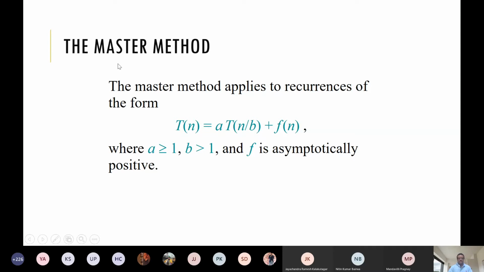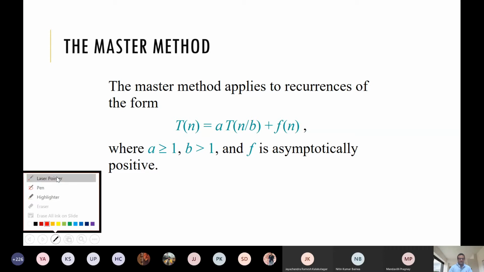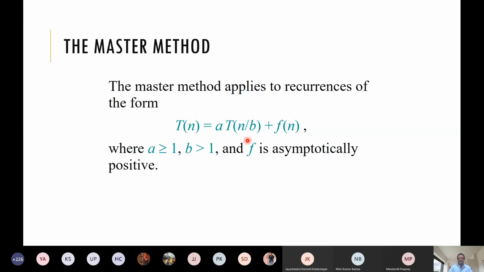So master method is a method to solve a recurrence, and for master method the recurrence will be of this form: T(n) = a T(n/b) + f(n), where a is greater than or equal to 1, b is greater than 1, and f is asymptotically positive. f usually is positive. This is like the merge cost or combine cost. Usually it is positive, but we allow asymptotically positive because we are dealing with the asymptotic sense.